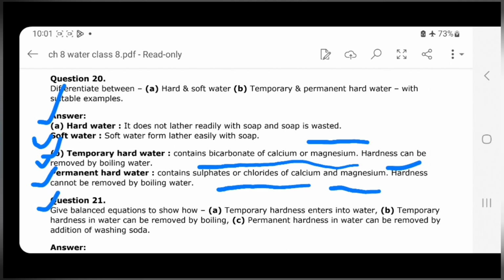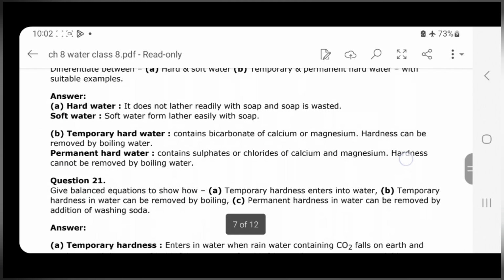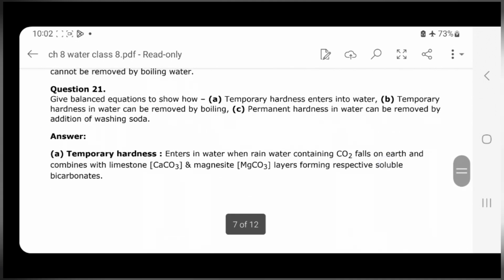Here is question number 21. Give balanced equations for how temporary hardness is removed from water. Temporary hardness in water can be removed by boiling. Permanent hardness can be removed by adding washing soda. So let's discuss here the answers of all these questions. First we will discuss where temporary hardness comes from in water.